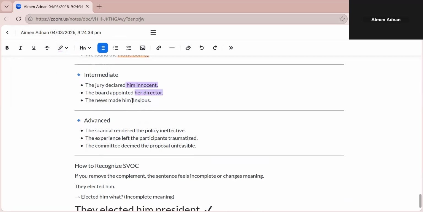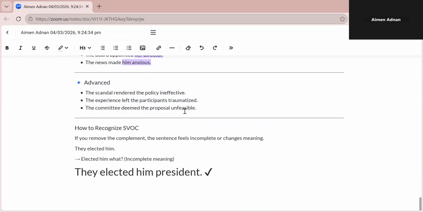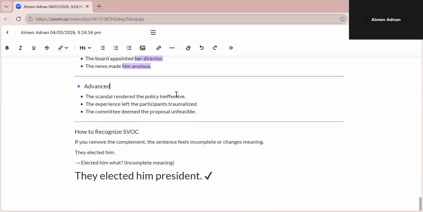Look at the sentence. The news made him anxious. So it's an attribute that is added to him, that he becomes anxious, and that is why it will be your object complement. Look at the advanced level of sentence.